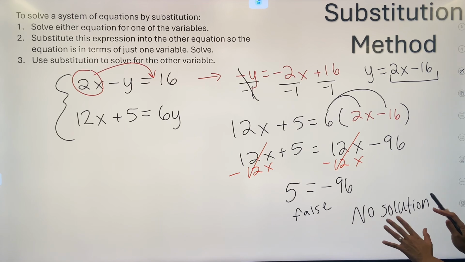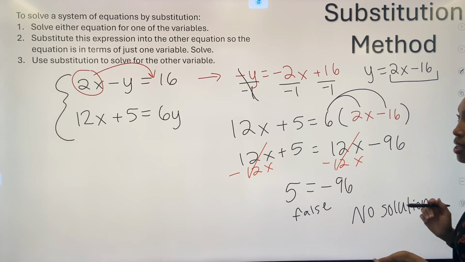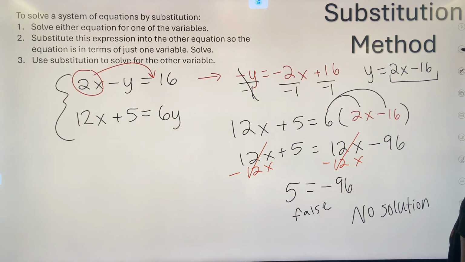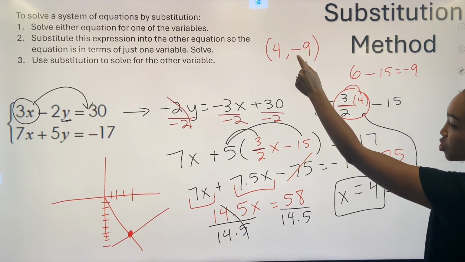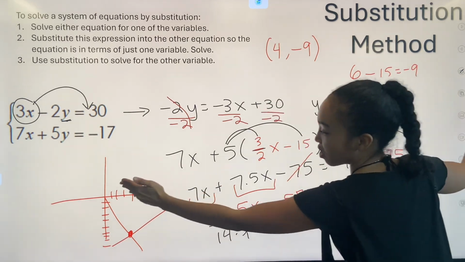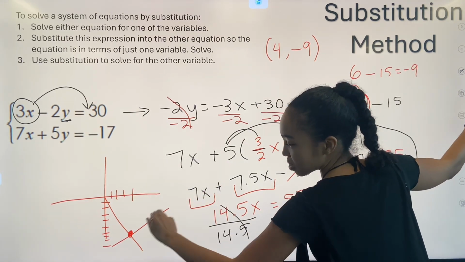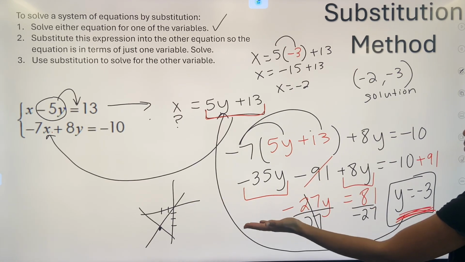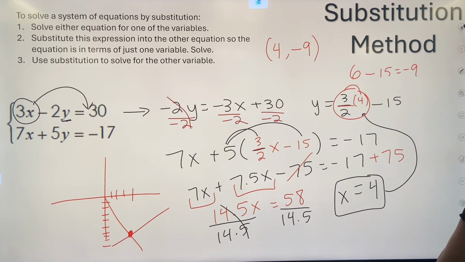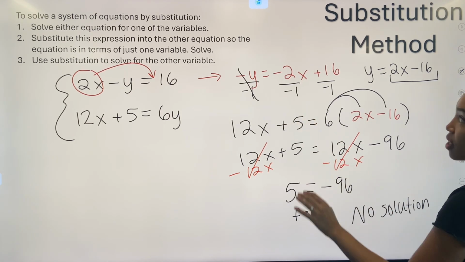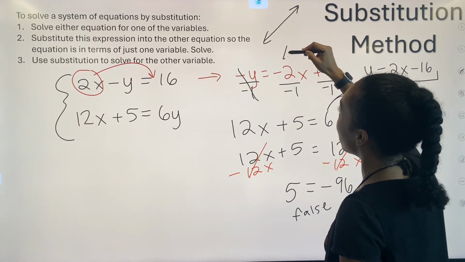So it's no solution, and what that means is that these two lines do not share a point. In our previous example, they share this point. That's where they intersect. This point is on this line, and it's also on this line. They share that point. That's also true for this example. They share this point. However, we got no solution, so these two lines don't share a point. That means these two lines are parallel.